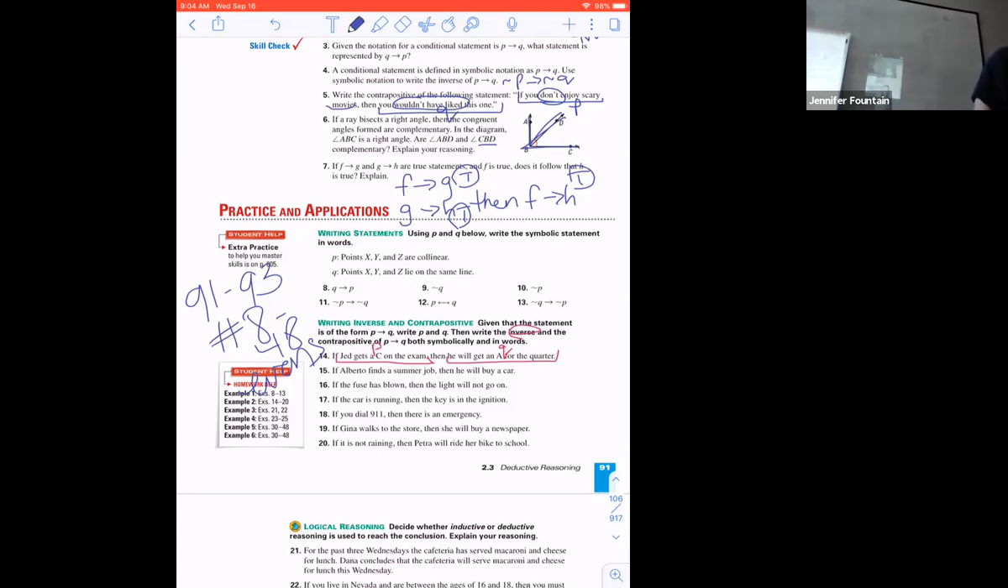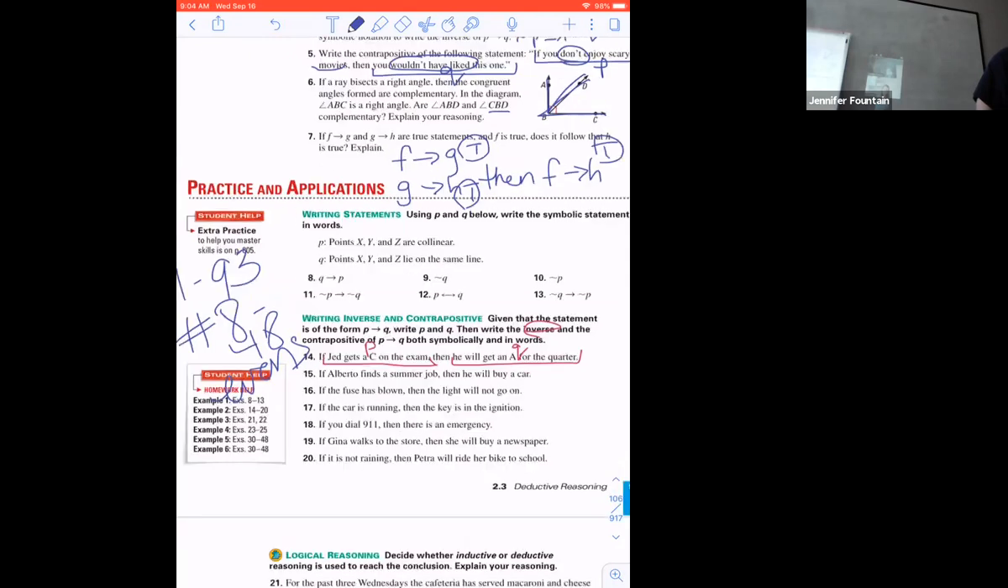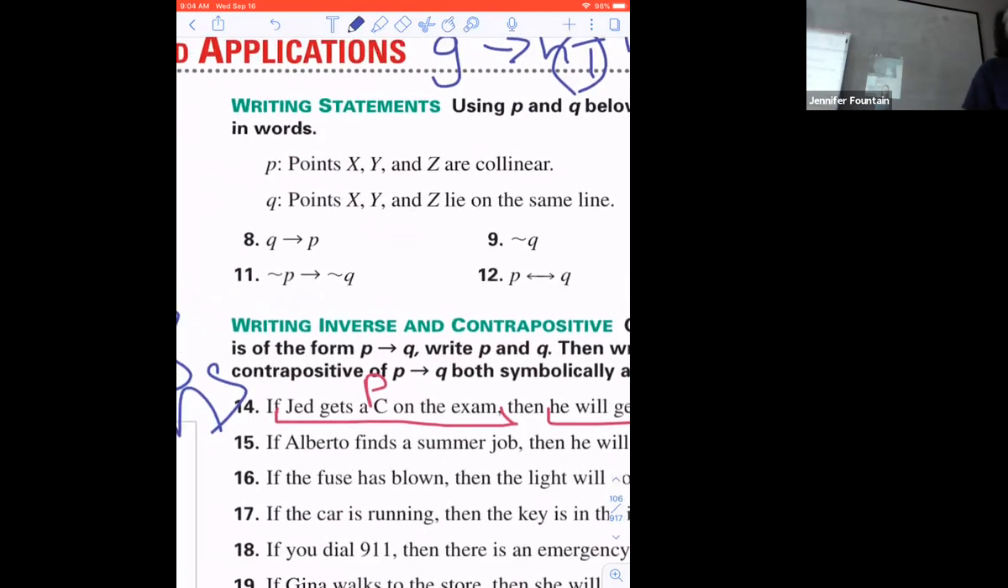Okay, so number 8. Our directions say, using P and Q below, write the symbolic statement in words. So remember, if P then Q is our original conditional statement. So what does Q then P represent, out of inverse, converse, contrapositive, which I just went over? The converse. It's flip-flopped. Good.